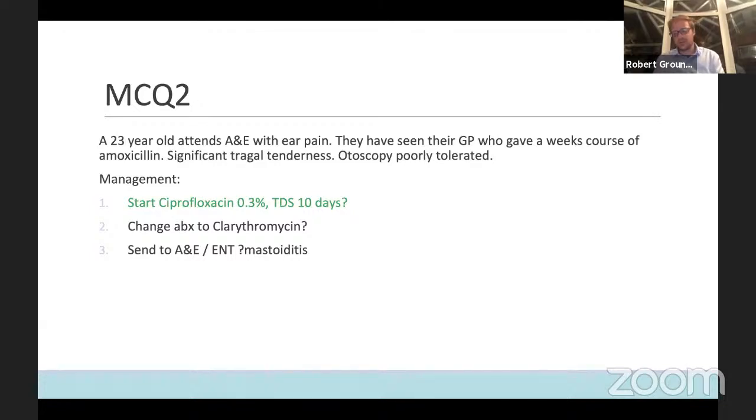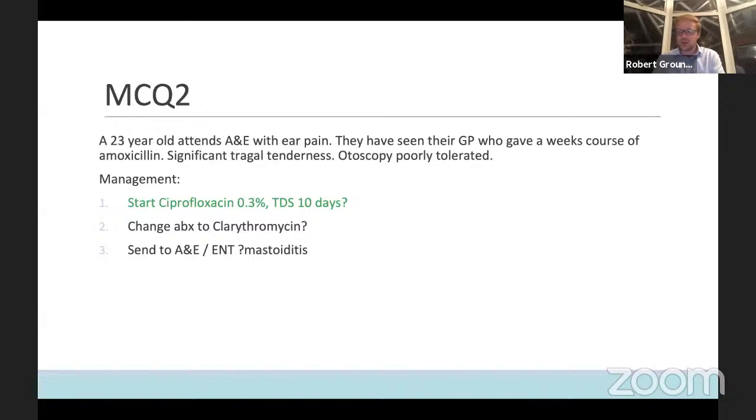And then when you try and put the otoscope in, they just jump off the couch. Maybe you get a glimpse of that nice picture we saw with the crustiness in the ear canal. Sometimes you get a very poor view at all. But in this case, I would start some ciprofloxacin at this point and then see them back to properly examine it once it's settled down.